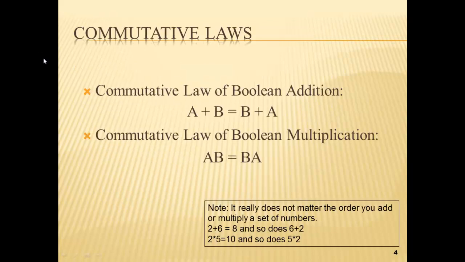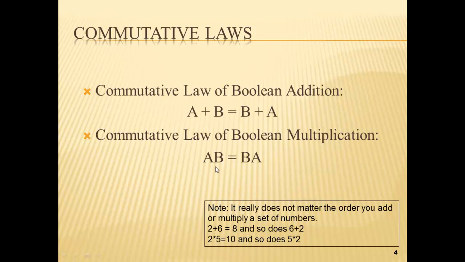The commutative law of Boolean addition means that you can add things in any order you want to. In other words, if we have the variables a or b, we could also say b or a. So we can rearrange those any way we want. Same thing as in the example down here: 2 plus 6 equals 8, and so does 6 plus 2. It really doesn't matter what order you add them in.